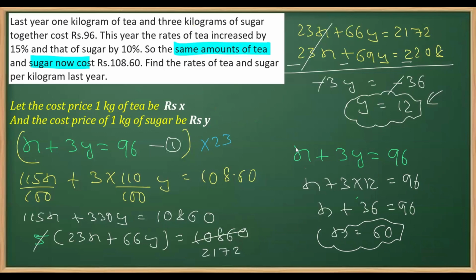I'll write this as the answer: the price of x is 60 and y is 12. That is, the cost price of 1 kg of tea is 60 and the cost price of 1 kg of sugar is 12. It's important to write down rupees here. So this is how we'll do this question.